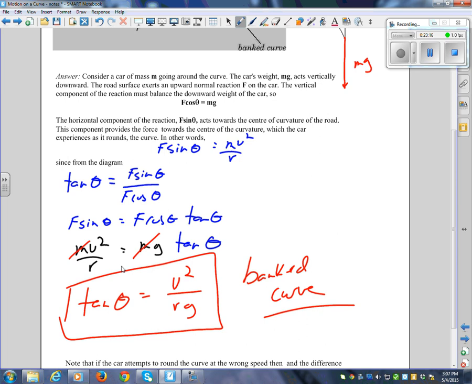So if there's a fraction on one side, you always have to bring it to the bottom of the fraction? Yeah. Like if it's on the top on one side, it goes to the bottom, right? Tan theta is equal to v squared over rg.